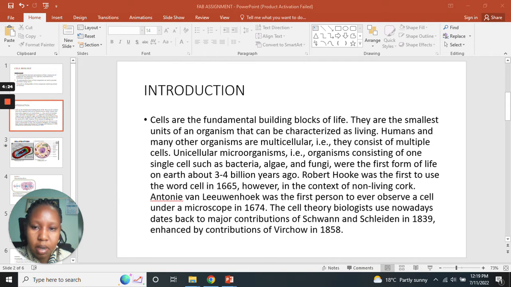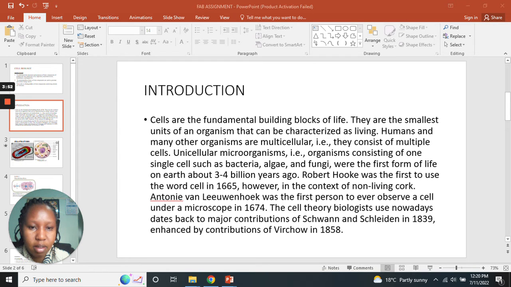On the introduction part, we get to see the cells as the fundamental building blocks of life. They're the smallest units of an organism that can be characterized as living. Humans and many other organisms are multicellular. That is, they consist of many cells, while others consist of one singular cell, such as bacteria, algae, and fungi. This was the first form of life on Earth about 3.5 billion years ago.